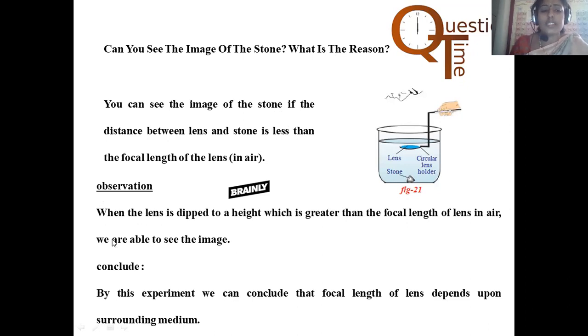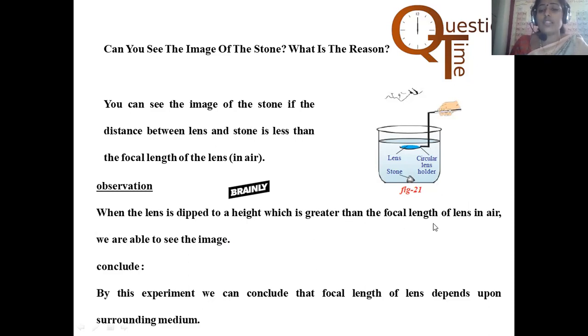So what will be the observation? Let us see. When the lens is dipped to a height greater than the focal length, this is another condition. Greater than the focal length, we are able to see the image. Less than the focal length, in that case also it will be visible, and it will be magnified. Still it will be magnified. So this is another kind of observation you are going to observe.